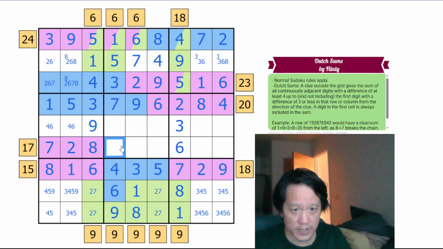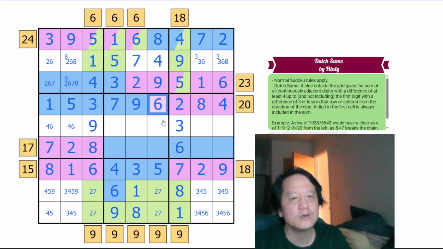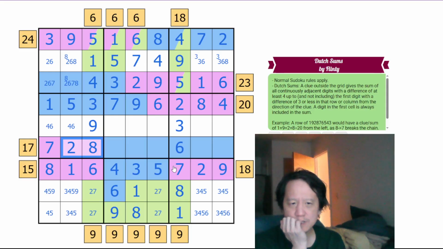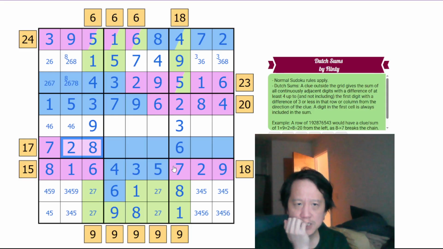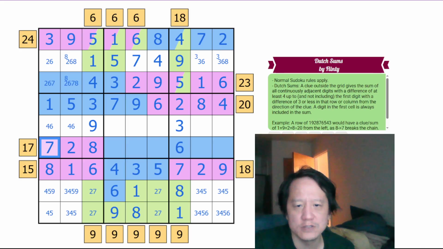This is 2, 7, 8. The rest of them cannot be part of the sum. So this cannot be 4 or more away from 8. Can't be 2 because of 2 in the column. Wait, we have 2 and... Hold up. Oh, this could be 6.